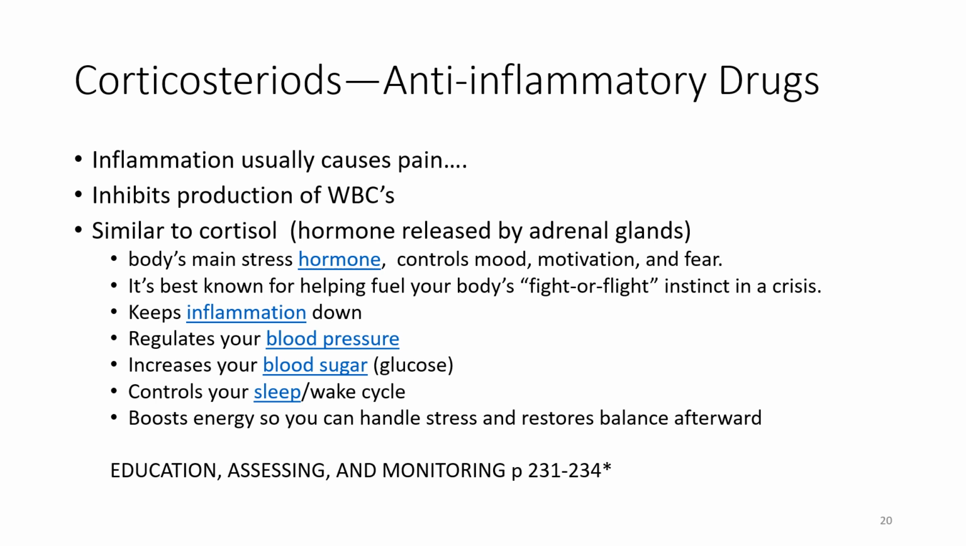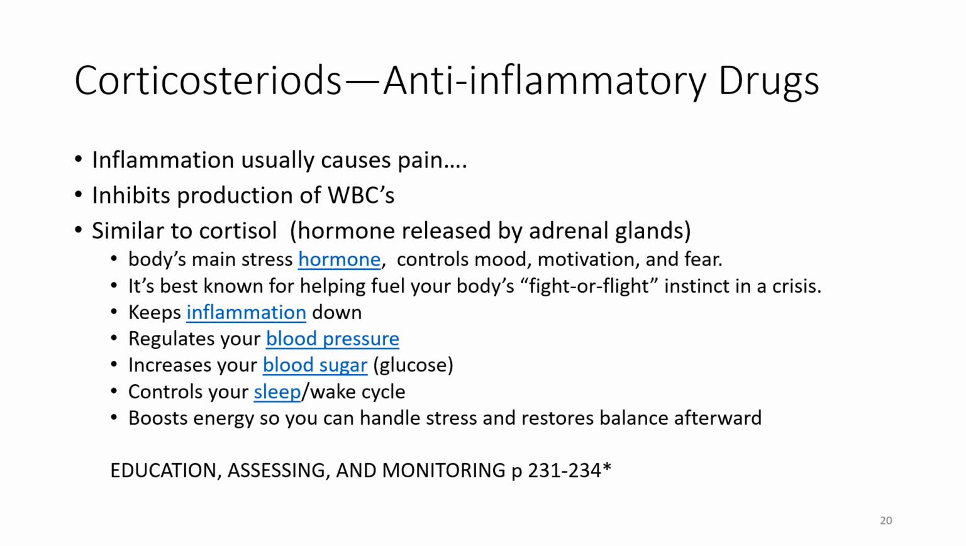So just kind of know about that whole process of white blood cell inhibition, okay? So let's talk about cortisol. I talked earlier in chapter 11 about cortisol. This is almost the exact same information.